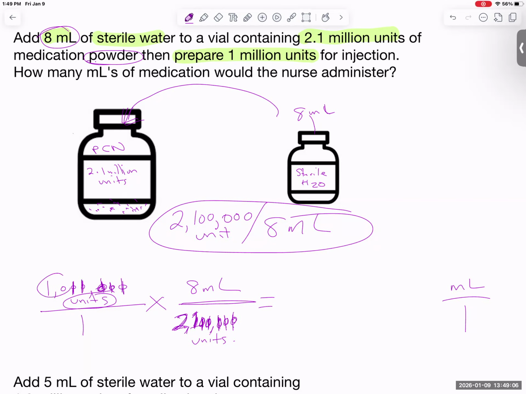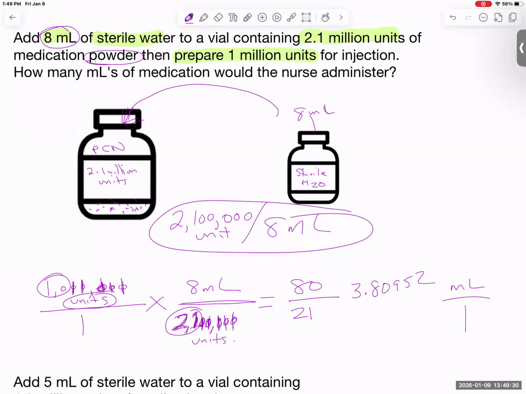So now I have 10 times 8 is 80, and this is 21 times 1 is 21. When I divide, my answer will be, on my calculator, 3.80952. What's my answer? I'm going to put on my answer line 3.8 mL. 3.8 mLs. Very good.